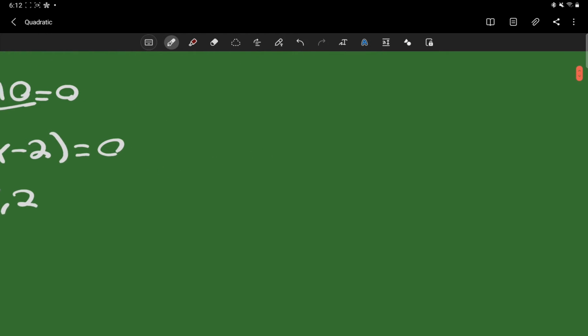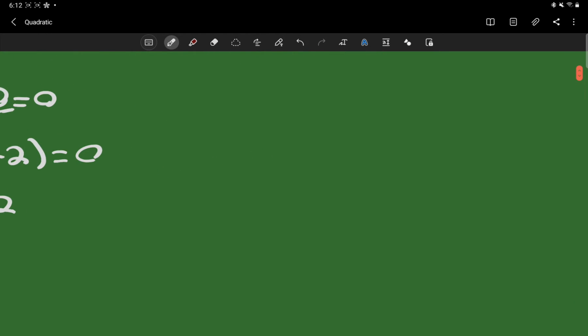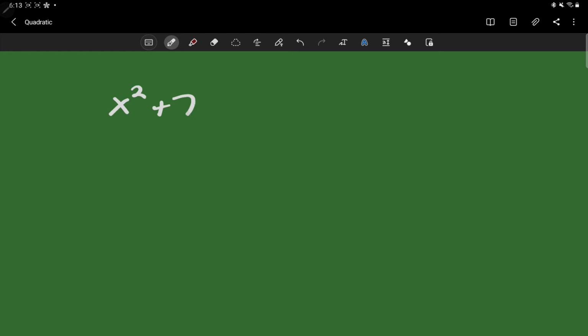But sometimes we don't get the privilege of having a nice, clean quadratic like that. Sometimes we get something like x squared plus 7x minus 9.